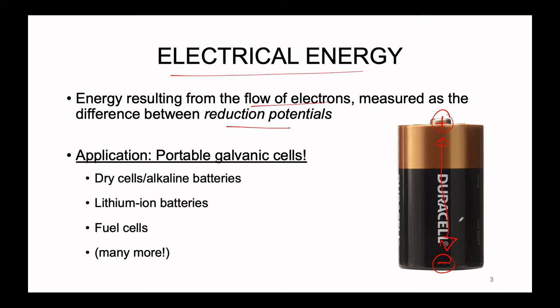Many different applications have arisen from this type of electrical energy, such as dry cells, also known as batteries, like this Duracell illustrated on the right. There are lithium-ion batteries in many modern electronics like computers, phones, Nintendo Switches. Basically, any small portable electronic device is more than likely powered by a lithium-ion battery. There are also additional forms of energy like fuel cells, solar cells, etc. All of these different types of batteries or powering devices are powered thanks to electrical energy.